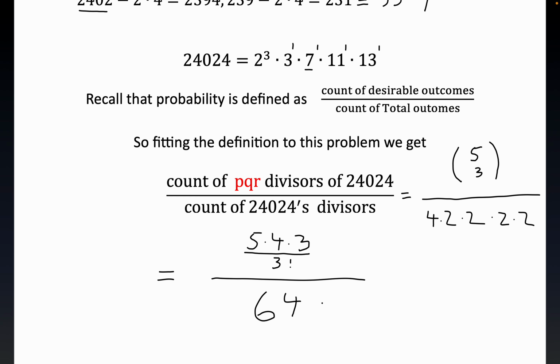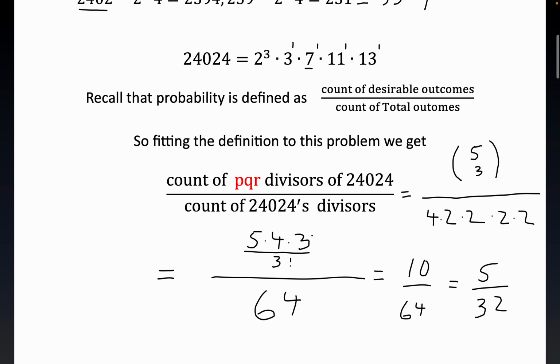Right? And so, folks, what you end up with here, notice that this top part is 60. 3 factorial is 6. So you end up with 10 over 64, which reduces to the fraction 5 over 32. So that is the probability if you randomly select a divisor from this large constant. What is the probability? It will be the product of 3 distinct primes.